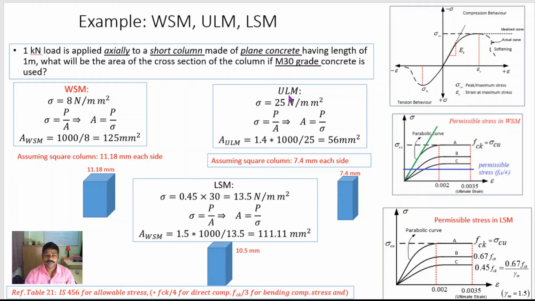Now we can compare what area is coming as per our working stress method and what area is coming as per our ultimate load method. Now we will consider the limit state method. Before going to the limit state method, we should see our stress strain graph, what the idealized graph says as per our limit state method.